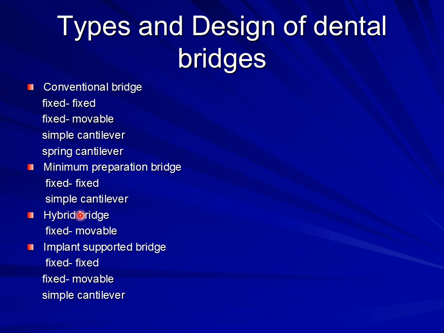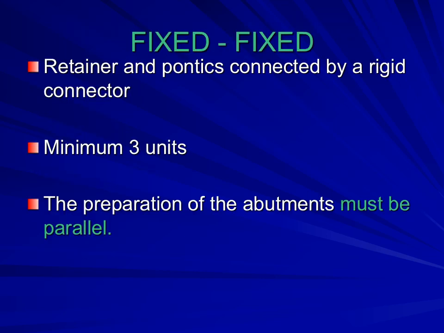Minimum preparation bridge, either fixed or simple cantilever. Simple cantilever is superior to fixed in minimum preparation bridge. Hybrid bridge means a combination between adhesive and conventional. Mostly it is fixed movable. Usually in hybrid bridge design we use a movable joint, as with the two retainers there is a great difference in the retention, so we are going to use a movable joint. Implant supported bridges, either fixed movable or simple cantilever. We are going to discuss each one, the advantages and disadvantages.